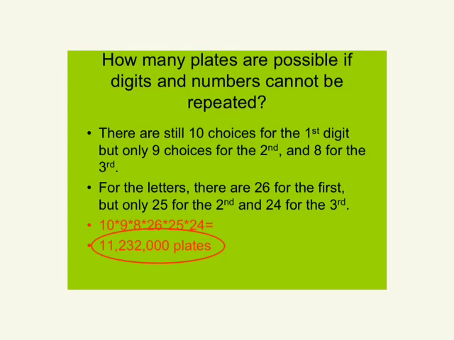So how many plates are possible if digits and numbers cannot be repeated? Well, as you can see, that's going to shrink our number because we go 10 times 9 times 8 times 26 times 25 times 24, which would be 11,232,000 plates.